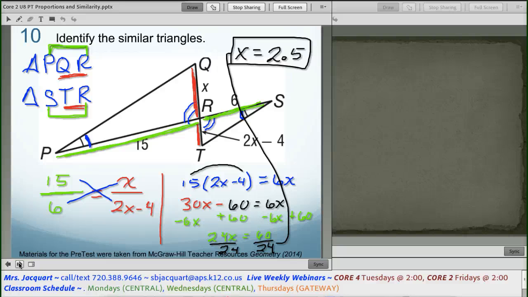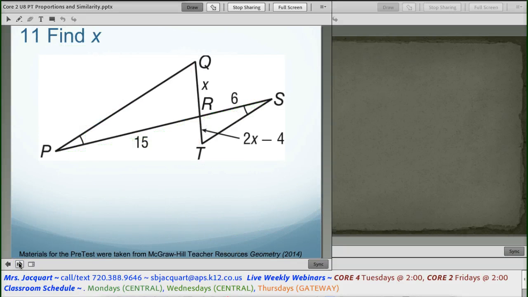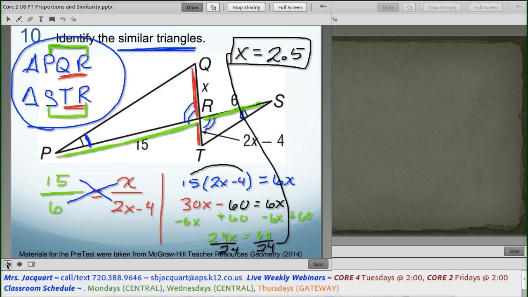So I worked the second problem. They didn't ask me to do that. They asked me to identify the similar triangles, and I already did, right? But the answer for number 11, so number 11 says to find x, and I found x over here. Okay.